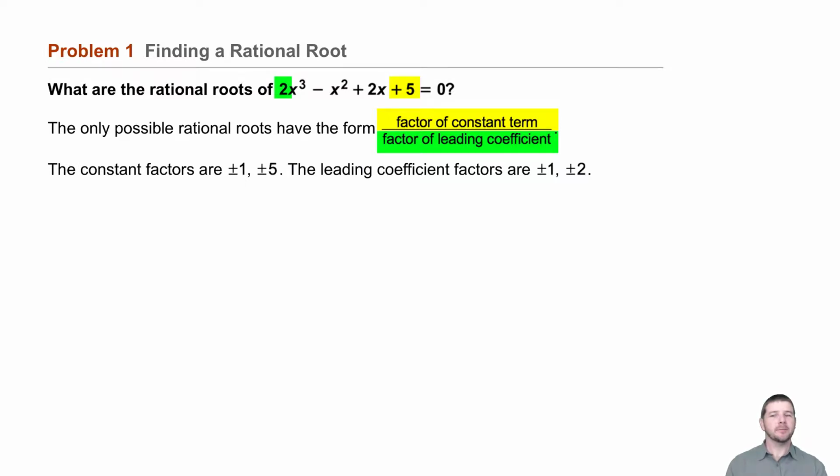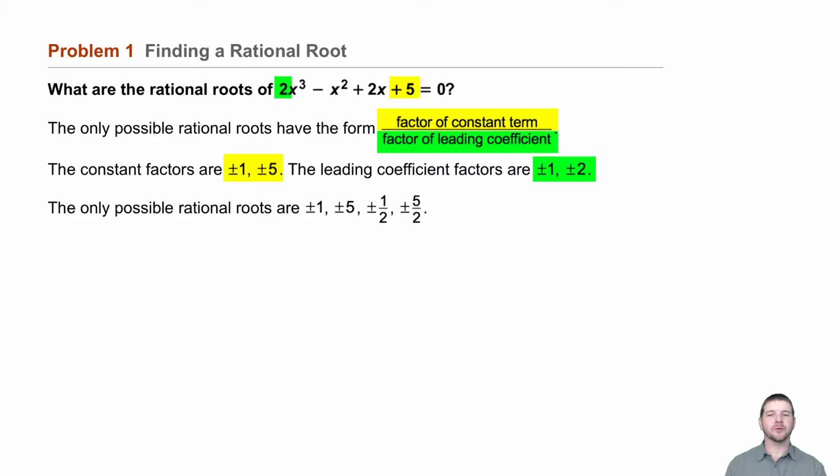The constant is prime, so its factors are plus or minus 1 and plus or minus 5. The leading coefficient is also prime. Its factors are plus or minus 1 and plus or minus 2. The only possible rational roots are plus or minus 1, plus or minus 5, plus or minus 1/2, and plus or minus 5/2. Note these are all the possible combinations of fractions with numerators, which are factors of the constant, and denominators, factors of the leading coefficient.